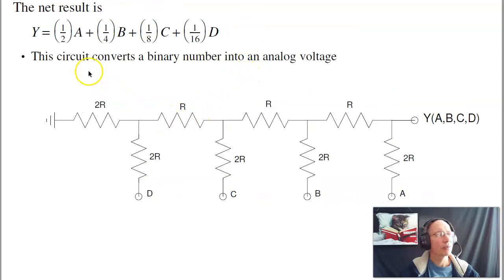So the net result is Y is going to be 1/2 A plus 1/4 B plus 1/8 C plus 1/16 D, and so on. This converts a binary number, ABCD, into an analog voltage. And also note that the Thevenins make the analysis a lot easier. I could do voltage nodes, solve 4 equations, 4 unknowns. Thevenins are actually a much easier way to solve it.